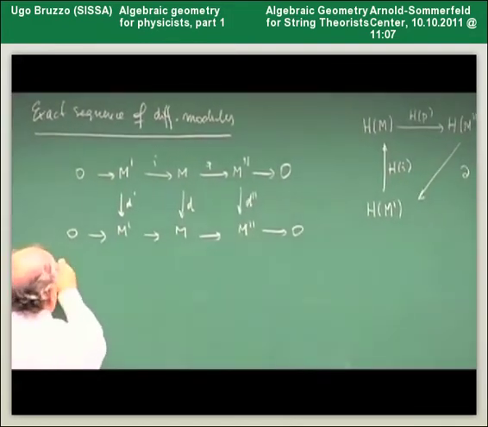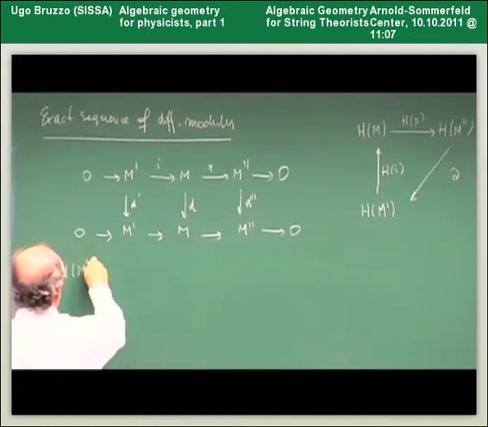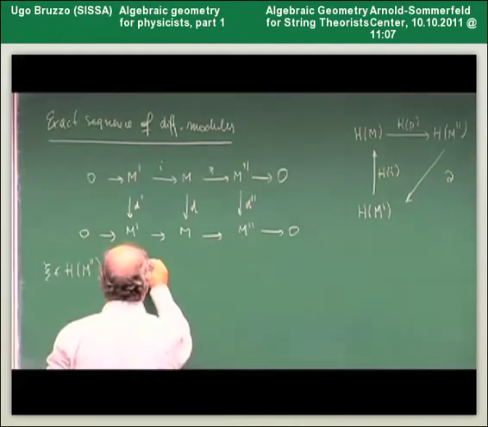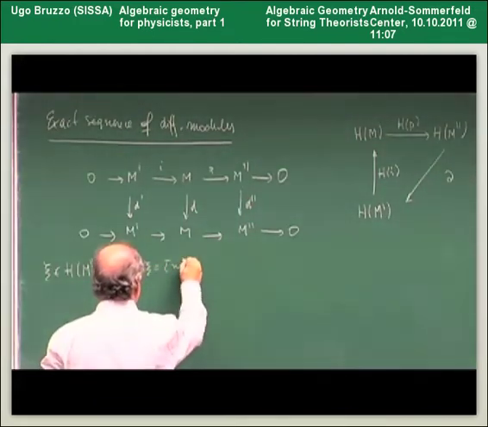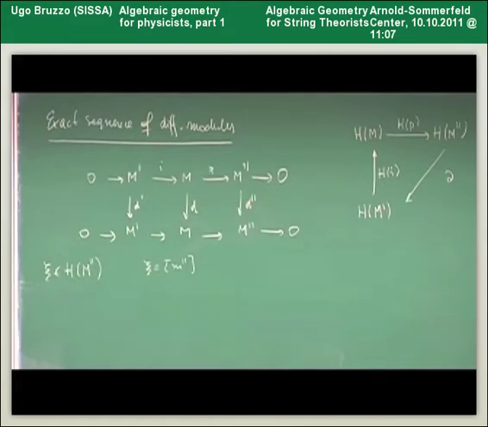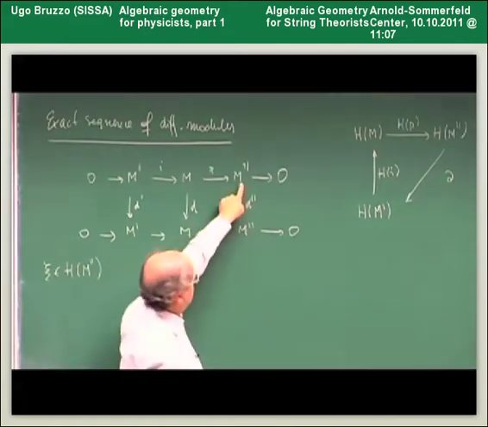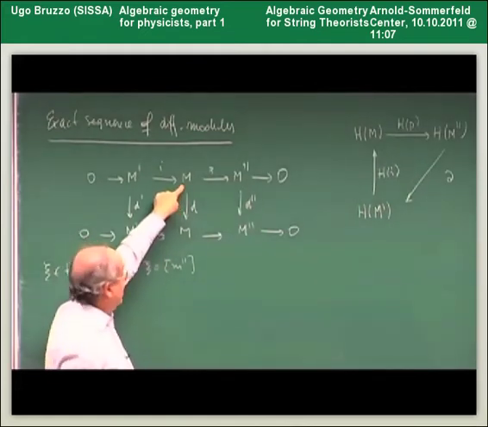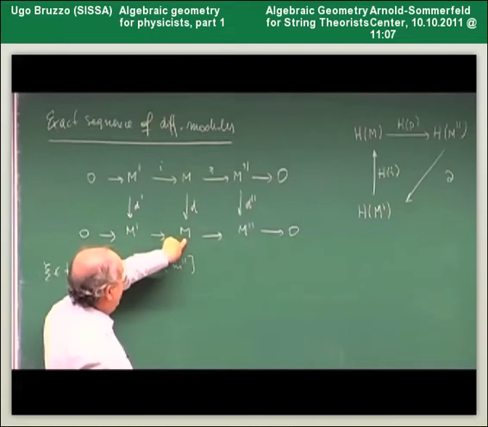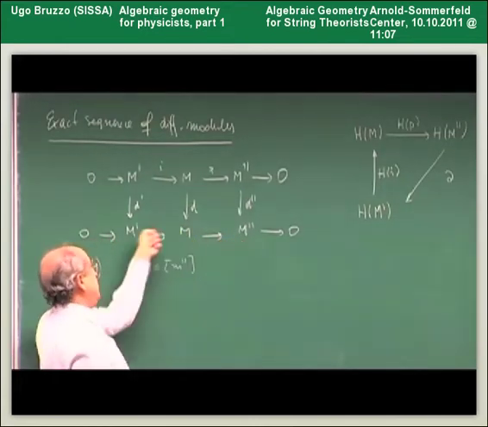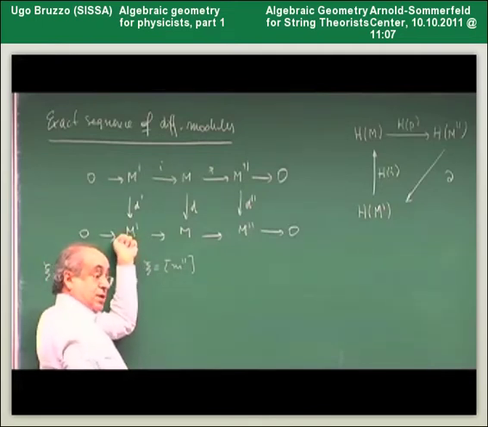So you start from an element in the cohomology of M double prime. This psi is an element in a quotient, so you can represent it with some element in the module M double prime. And then what you do is you take an inverse image here because P is surjective, you push it down, you realize that it lies in the kernel, and then it comes from M prime. And then you take its cohomology.